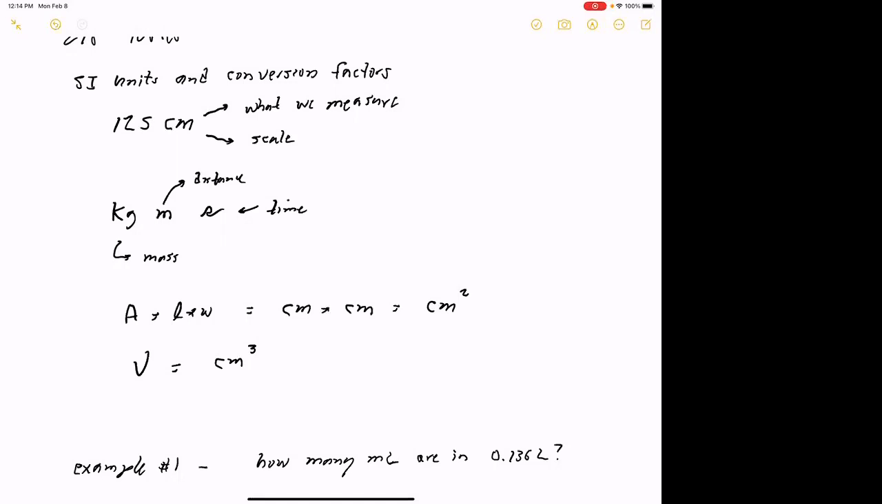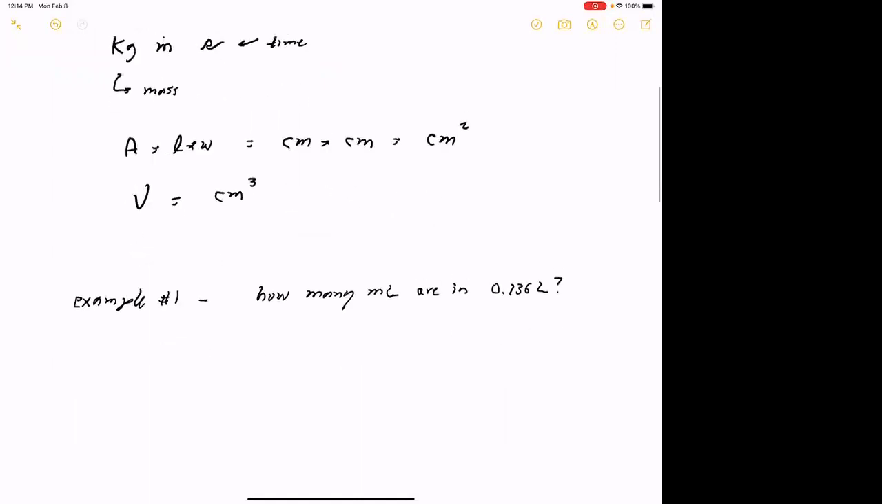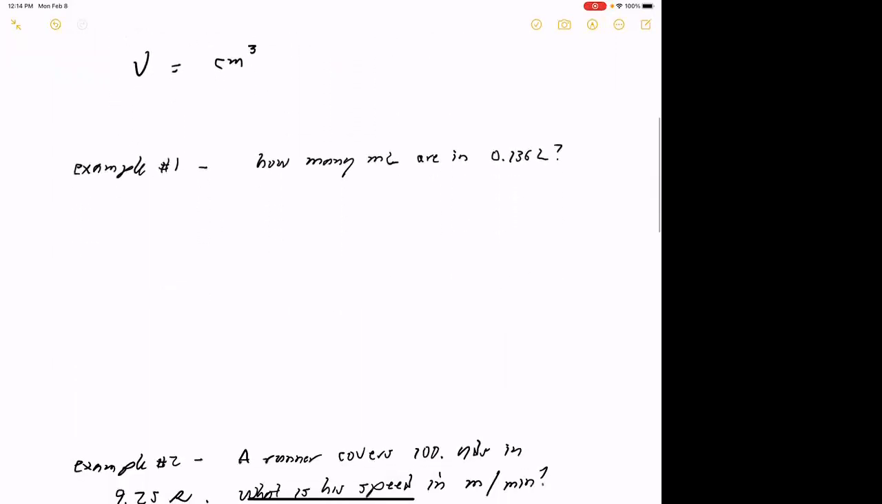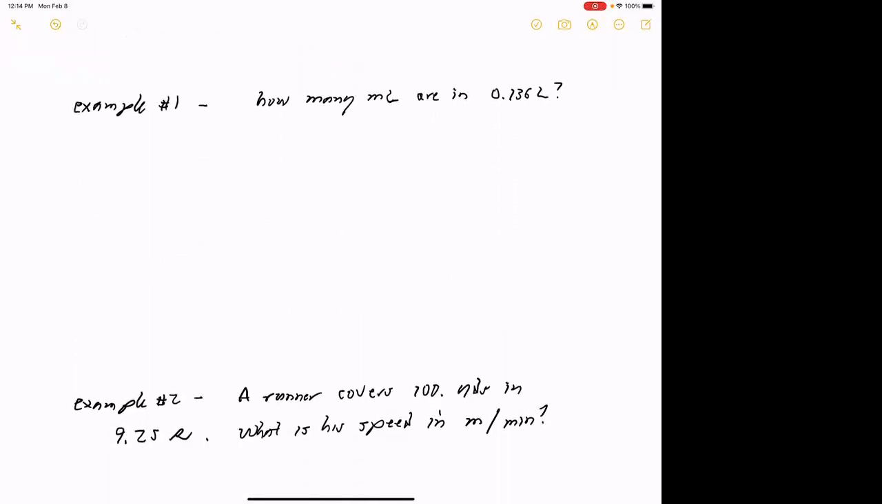Okay, good. So let's just look at some real simple examples here, and this will sort of lead into the Chem 101 exercise that we want to do a little bit later. So the first example here is, how many milliliters are there in 0.136 liters? So this is kind of the simplest possible conversion that we can do. Okay, so in order to do this, and basically we're going to do the same thing every time, we need to generate what's called an equivalent statement.